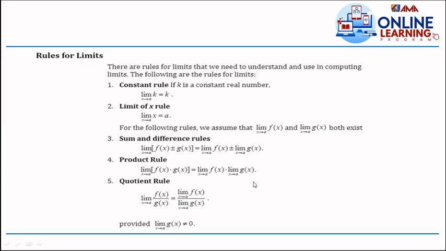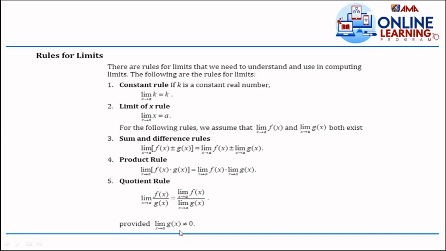Next, we have the last operation, the quotient rule. The limit of the function f of x divided by g of x as x approaches a. So, the same procedure ulit, distributive property, ito distribute natin sa numerator and denominator. So, the limit of f of x as x approaches a divided by the limit of g of x as x approaches a.